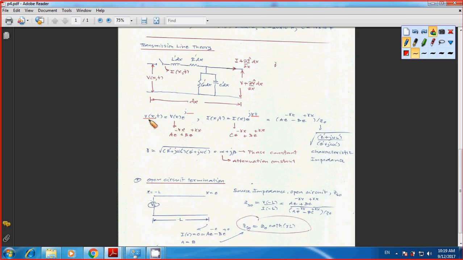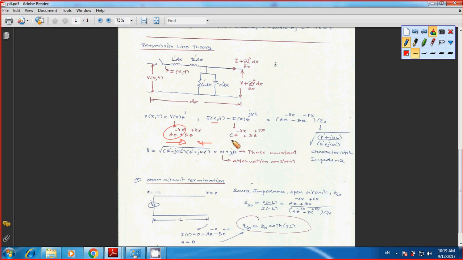And if you take a look, V is going to be your two terms. The first one, I wrote this down as A exponential negative gamma x. This represents the forward voltage. It moves from the source to the load. And for the second term, B exponential to the power of positive gamma x, this becomes the backward voltage, moving from the load to the source.